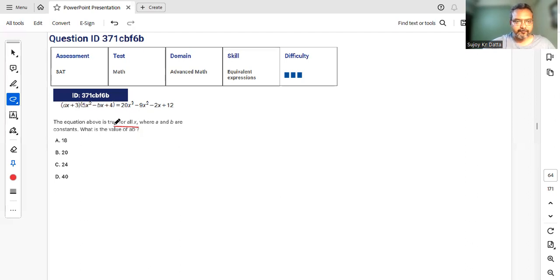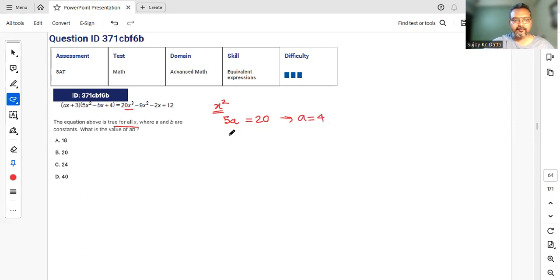So if you look carefully, the x cube term, which is 20 on the right side, will come when you multiply this ax term with the 5x squared term. That's the only way you can get x cube. There's no other way of getting it. So that means 5a should be 20, so a is 4.